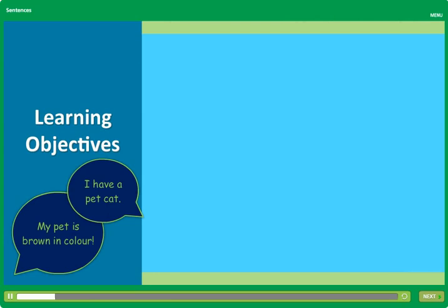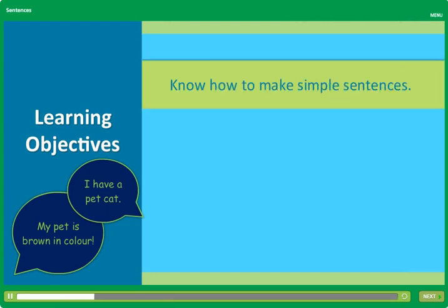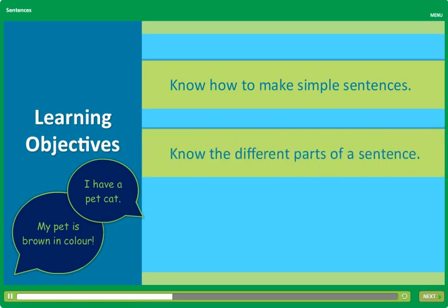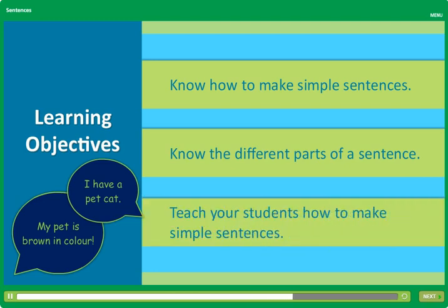At the end of this lesson, you will know how to make simple sentences. You will know the different parts of a sentence. You will be able to teach your students how to make simple sentences.